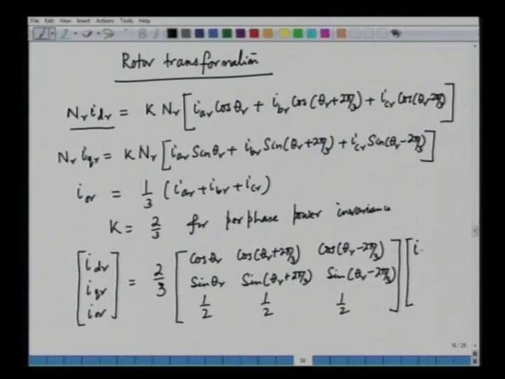This is IAR, IBR, ICR. This is the rotor transformation. So, we have the rotor currents, and this matrix here is called the rotor transformation matrix, that is CR.